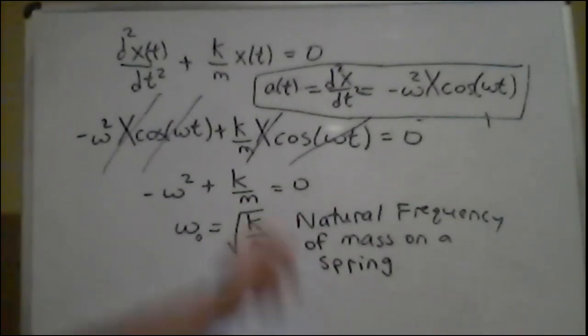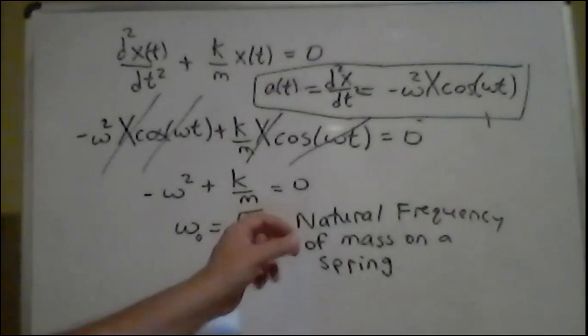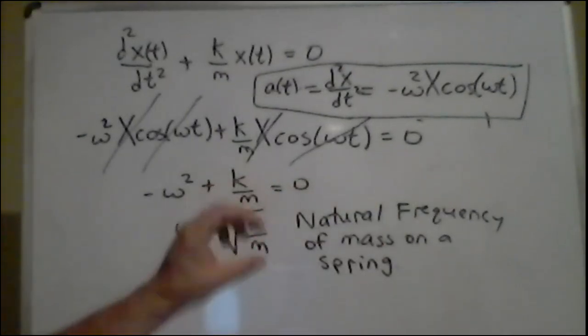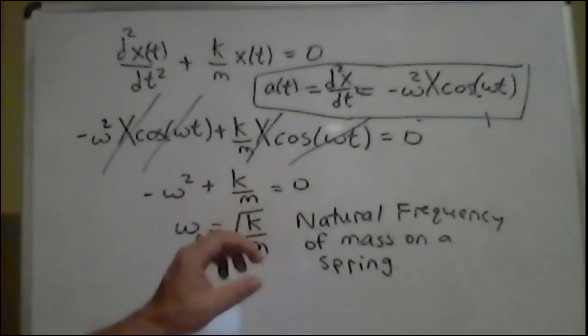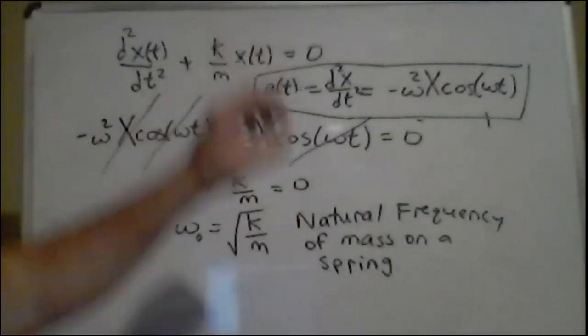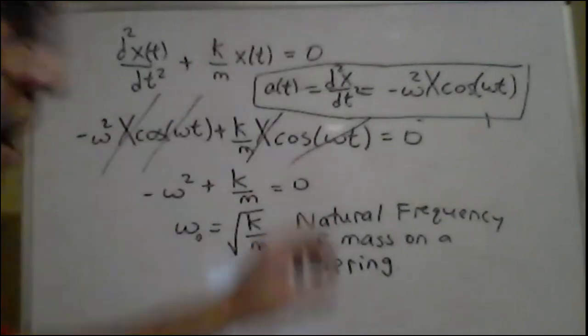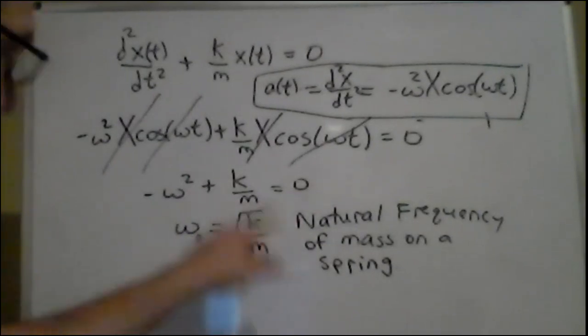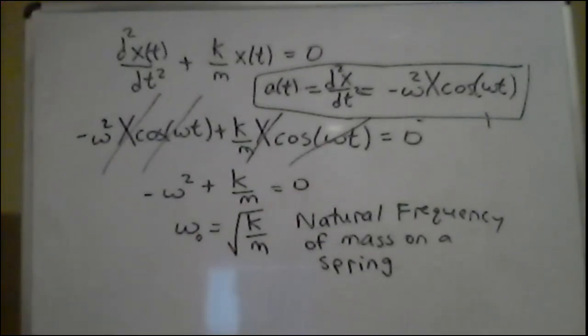Left to its own devices, if you pulled on that mass, and maybe you saw this in the mass on a spring lab, we had to set the damping coefficient very high to get the spring to stop going back and forth. But if you pull on the mass, you're going to notice that it goes up and down. Up and down. That's what it's going to do. And it's going to go up and down at an oscillation frequency of what? The square root of K over M. All right. That is the natural frequency of the simple harmonic oscillator.